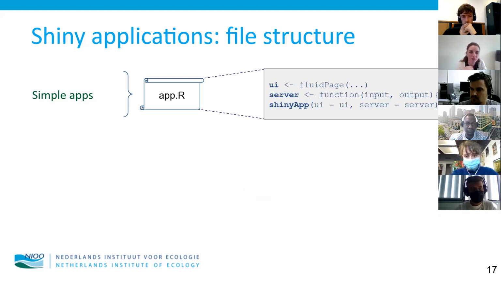And then inside this app.R, there are 3 very important elements. Usually there's the UI part, there's a server part, and there's a shinyApp part. After this, I'll dive a bit further into what the UI and the server stand for. And then this shinyApp function combines the 2 of them to actually build and run the app.